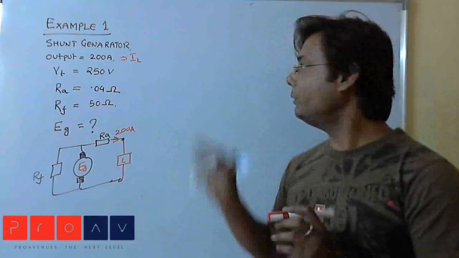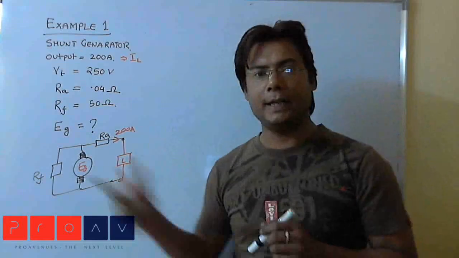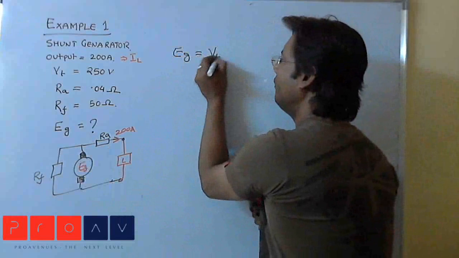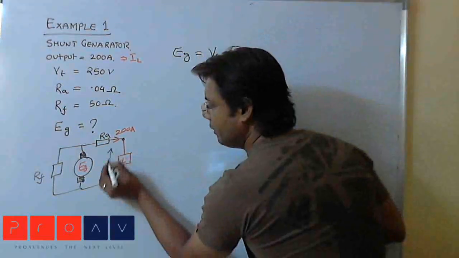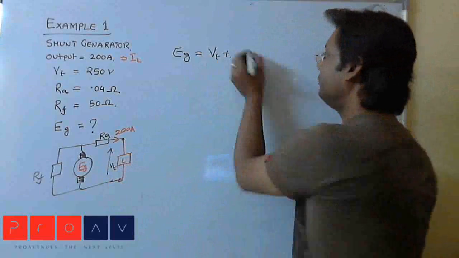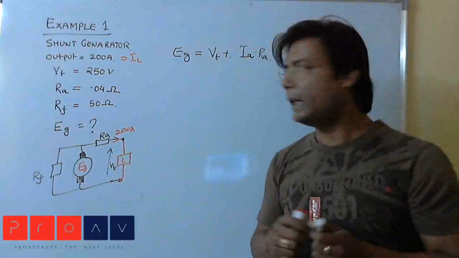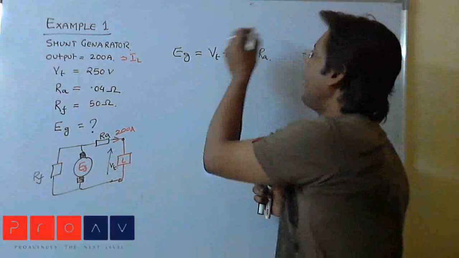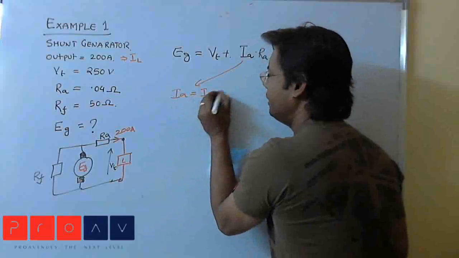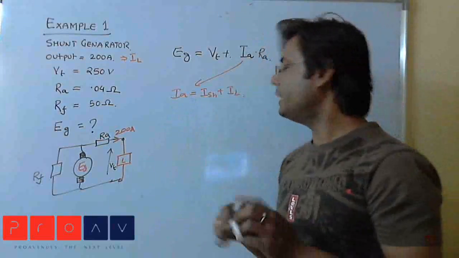Now coming back to the original question, I have IL, and what we need to find is EG. What is the formula of EG? EG is equal to VT, the terminal voltage, plus IA into RA. And this IA is equal to I shunt plus the load current. This is well known to everybody. So IA is equal to I shunt plus IL.